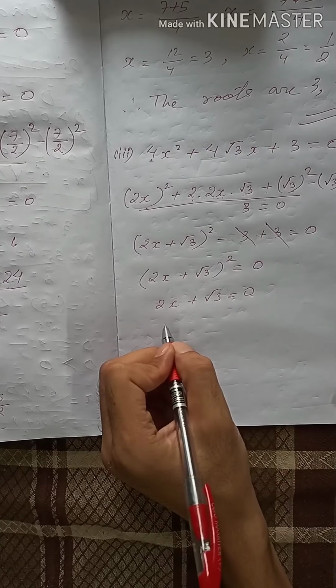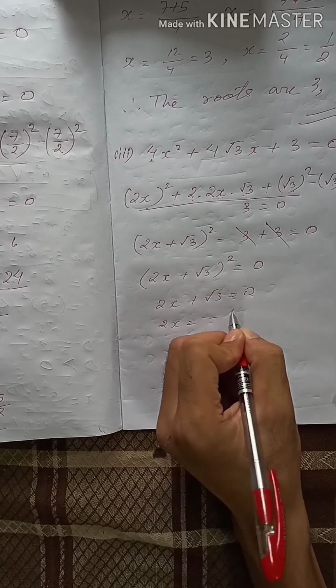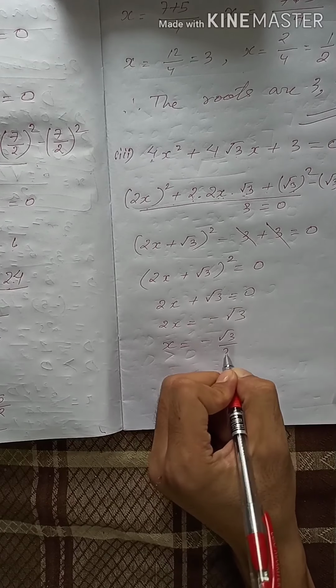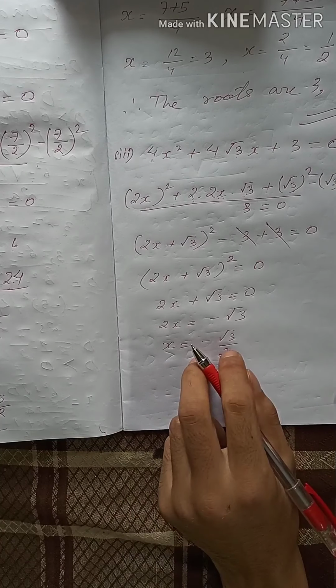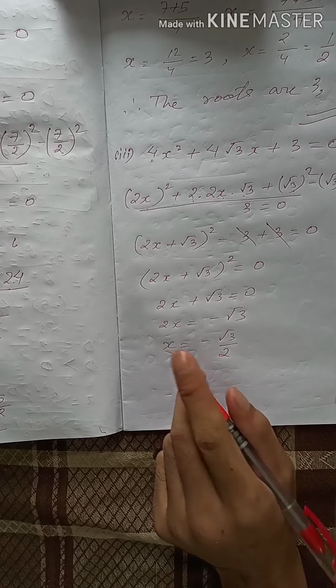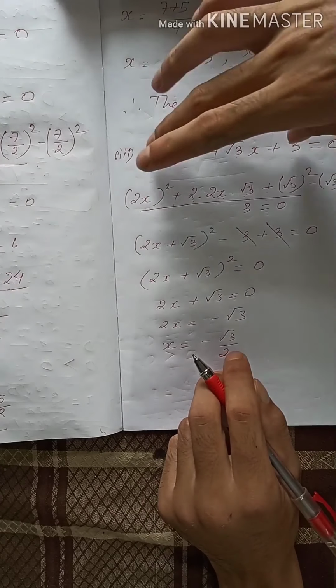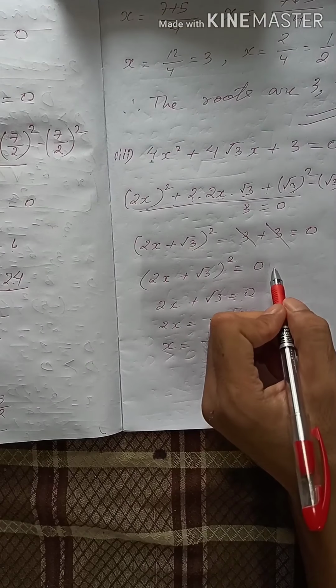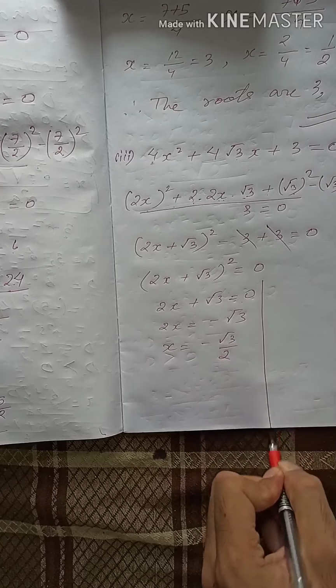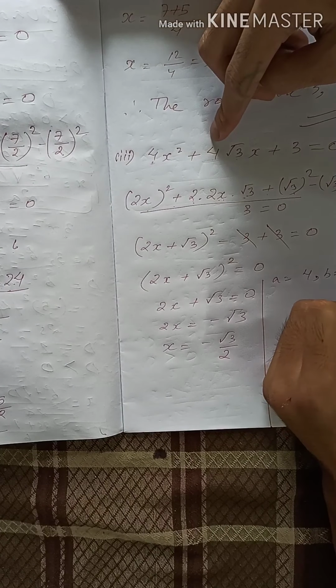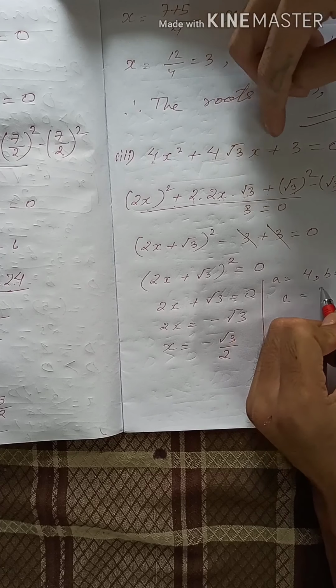Now shift this to the other side, 2x equals to minus root 3, x equals to minus root 3 by 2. See, here we got one distinct value, so that means discriminant is equal to 0. If you find the discriminant of this, you will get 0. Let's just do it side-wise. What is a here? A is 4, b is 4 root 3, c is 3.